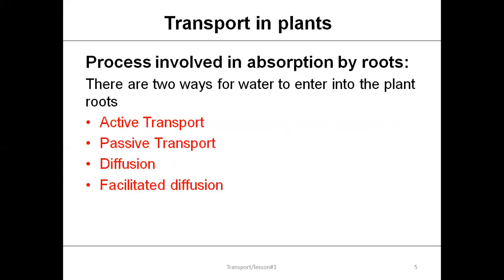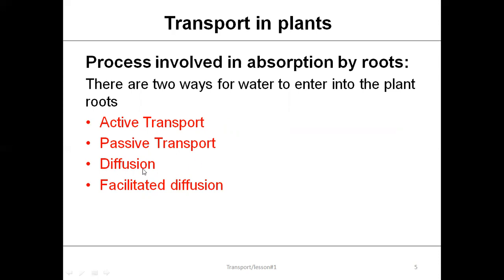Now, the main processes that are involved in absorption by roots, there are mainly two main processes, that is diffusion and osmosis, by which the main materials are absorbed. Lekin here we have broken them down according to the basic definitions. Active transport, where energy is used. Passive transport, where energy is not utilized.